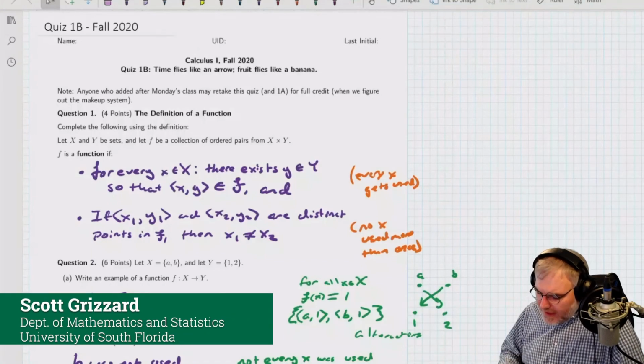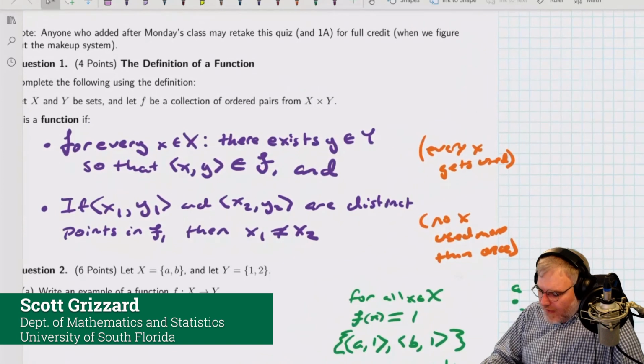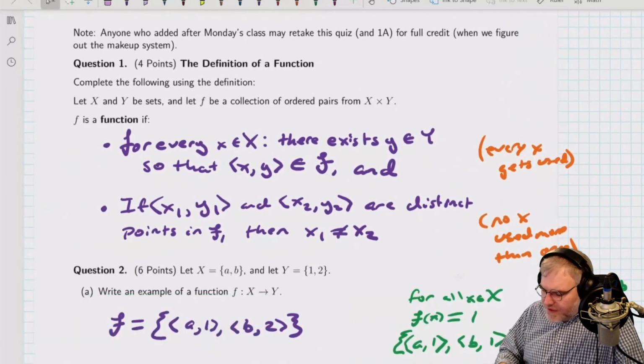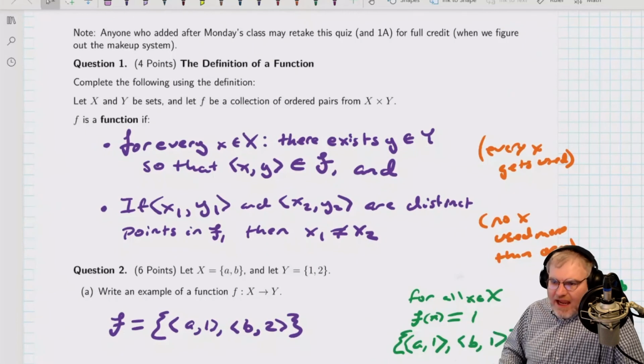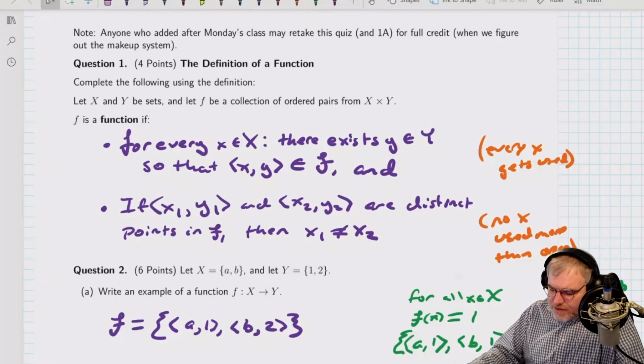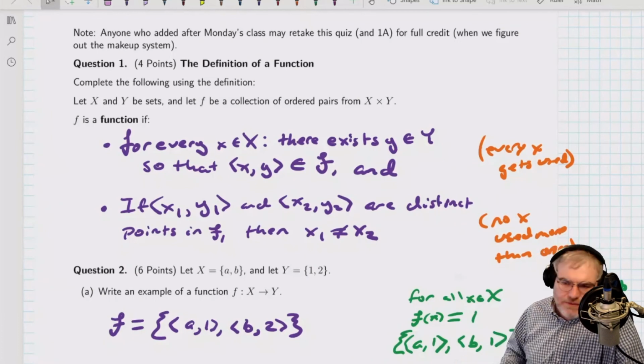This is quiz 1B, obviously. And the first thing I asked was the definition of a function. So f is a function if for every x there exists a y, so that (x, y) is in f. And if (x1, y1) and (x2, y2) are distinct points in f, or members of f, then x1 does not equal x2.